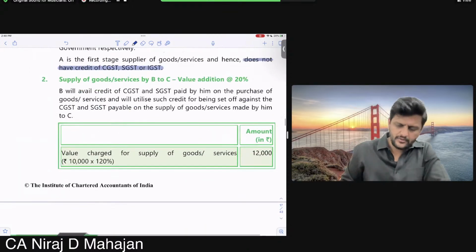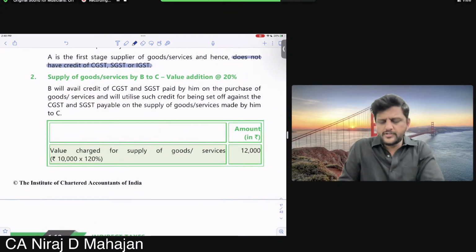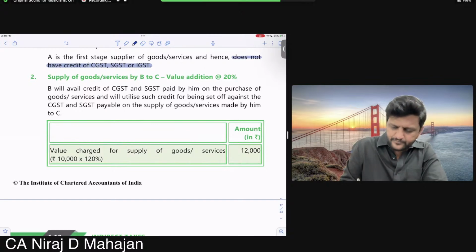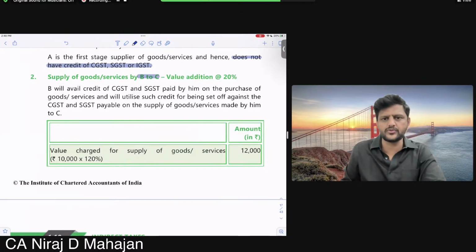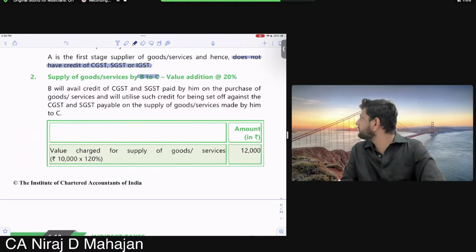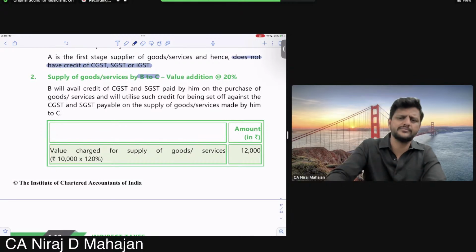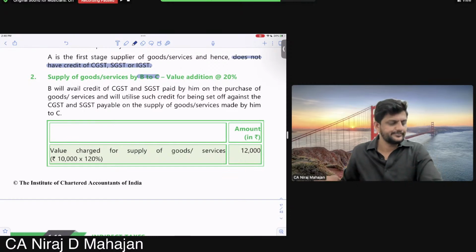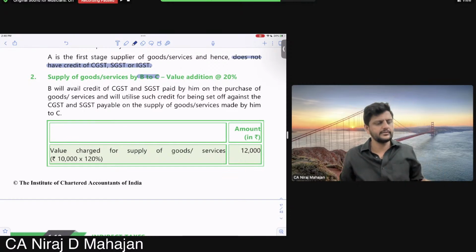Chalo, pay attention. Supply of goods and services by B to C. So A to B done, 10,000. Remember na? Now B to C, and the value addition is 20%. क्या हो गया अभी? Recording stopped. Now wait for 2 minutes, everybody.